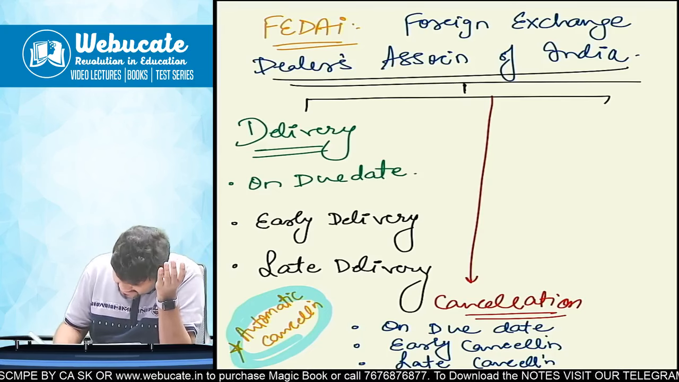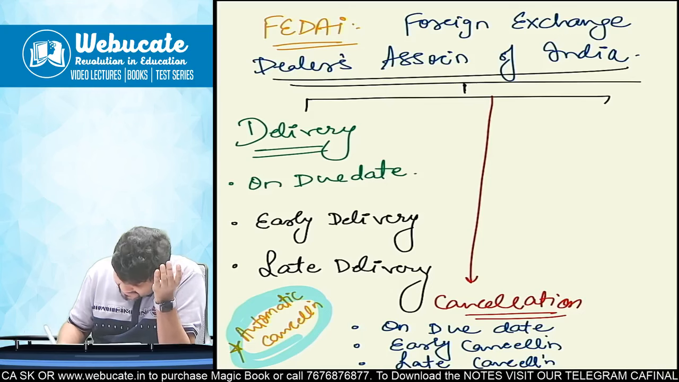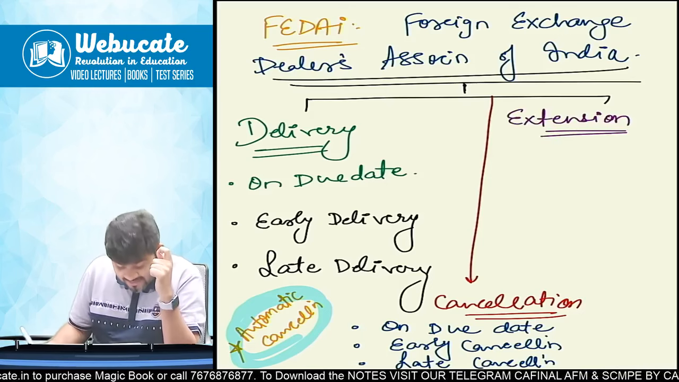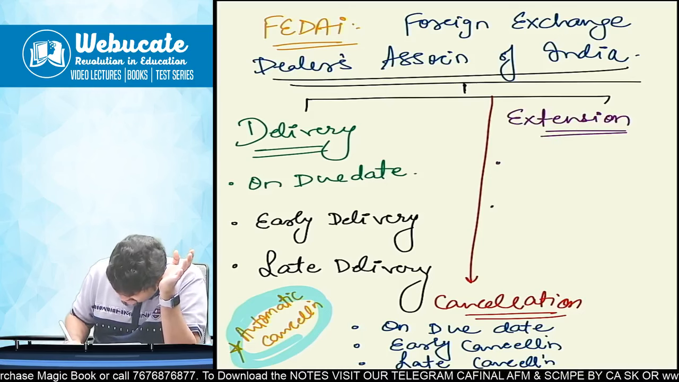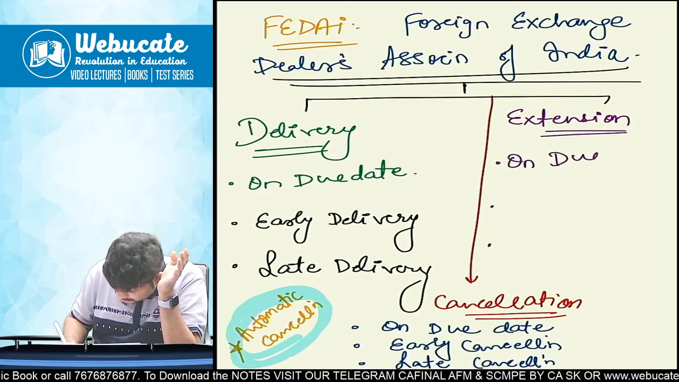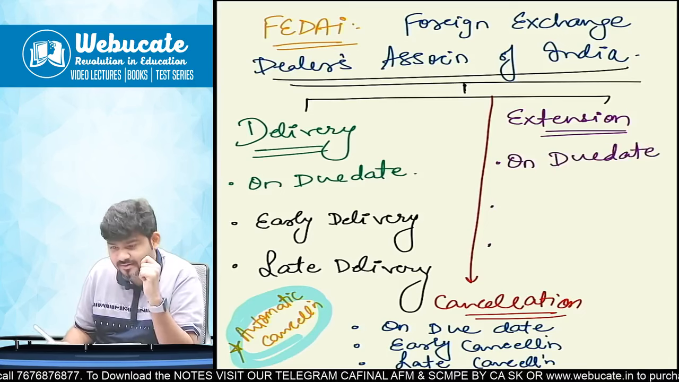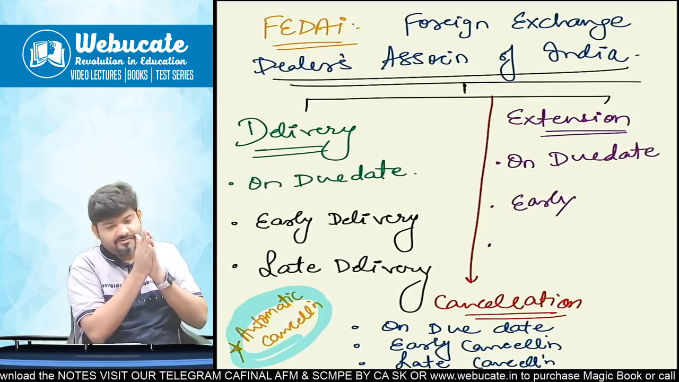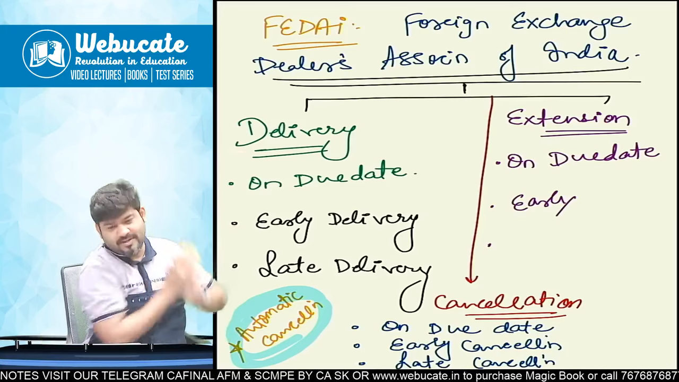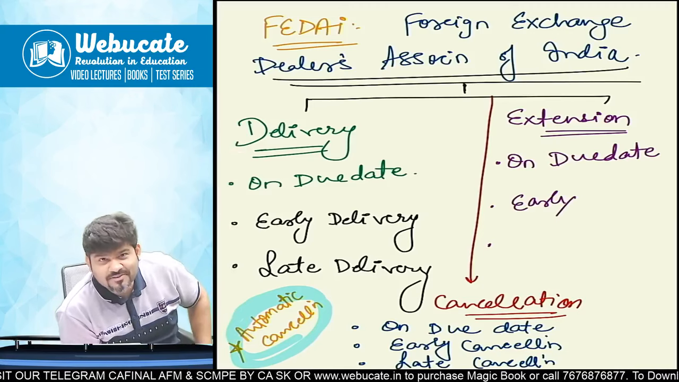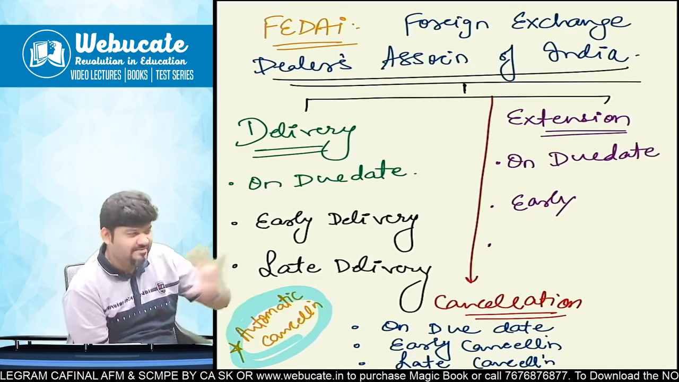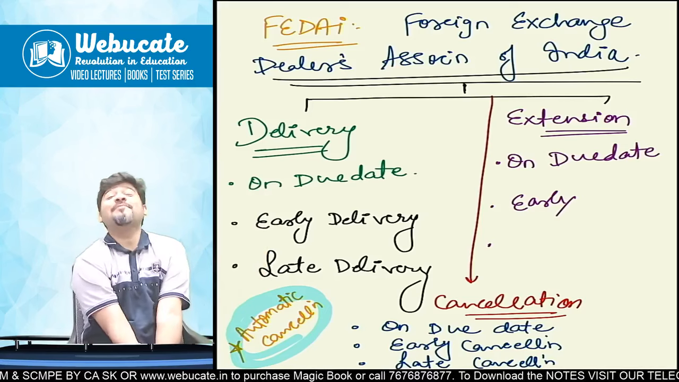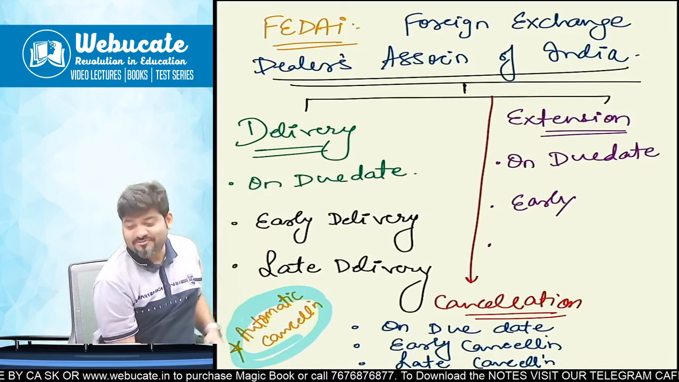And then there is this last thing called extension. Even in extension, there are three possibilities. Extension could be on due date, or early. What is extension? Instead of today, please extend it by 2 more months. Suppose I have a contract with the bank that after 3 months, I will enter into a forward contract and complete it. Now, instead of 3 months, I want to extend it to 5 months. That is extension of contract.